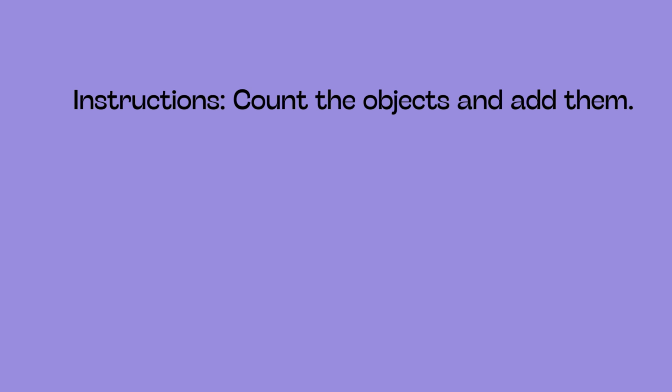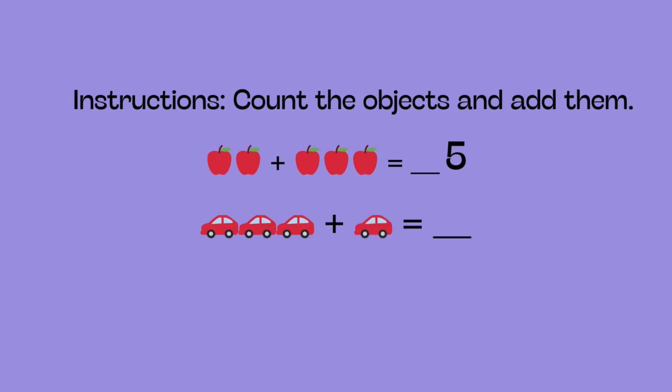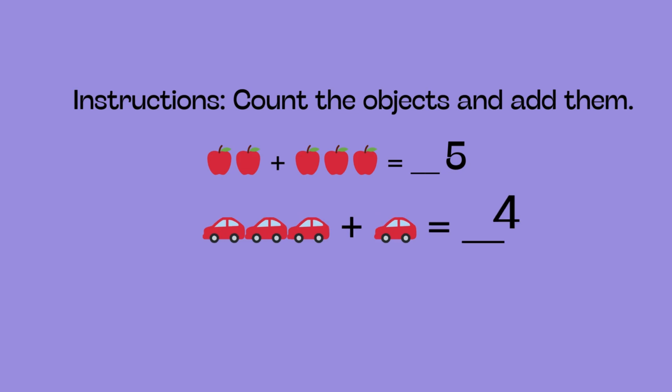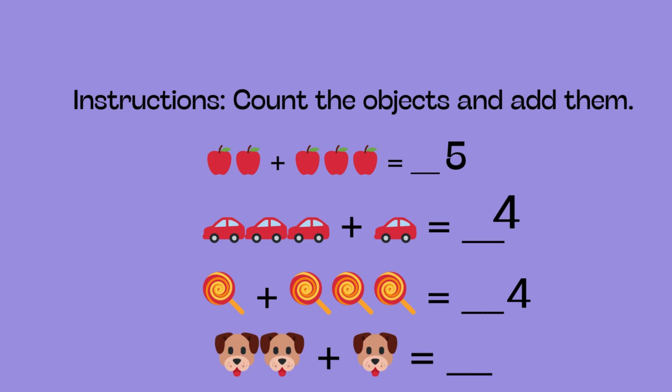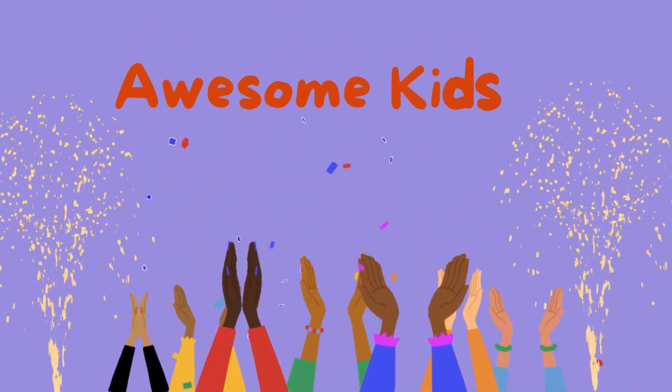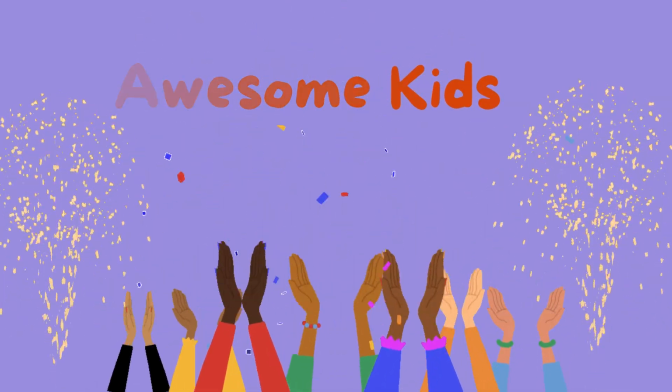Count the objects and add them. Can you add and tell me how many apples are there on the screen? Excellent. It's 5. Can you add the cars that appear on the screen? Great job. It's 4. Now count the candies. Correct. It's 4. Now count the dogs. Good. It's 3. Awesome. You did an amazing job today, kids.